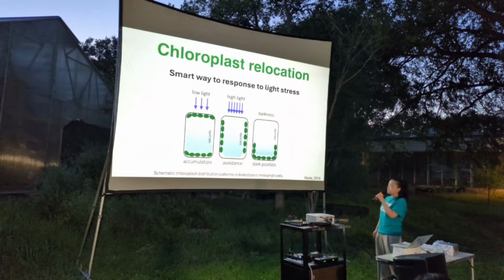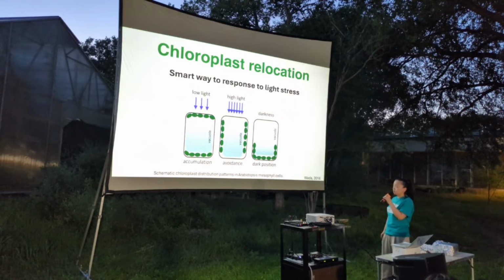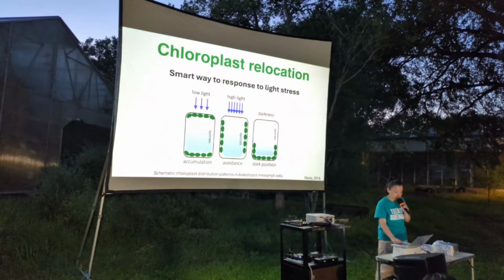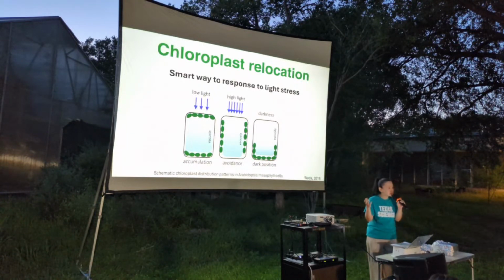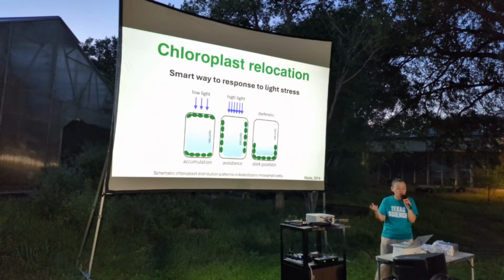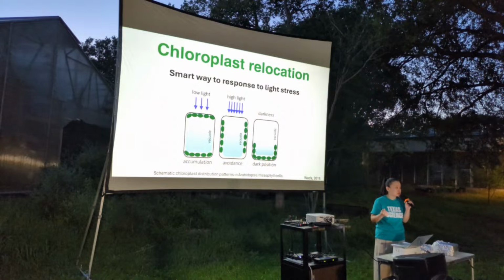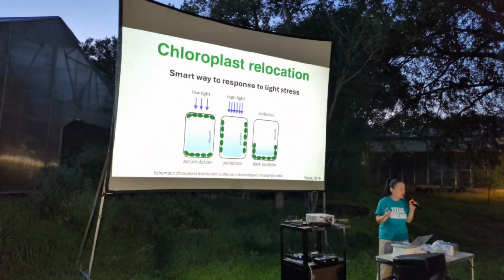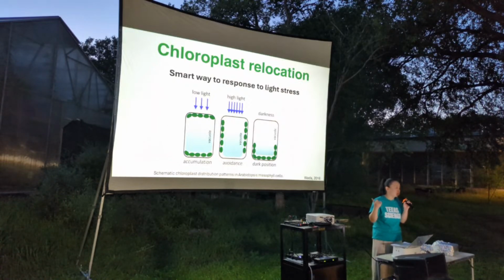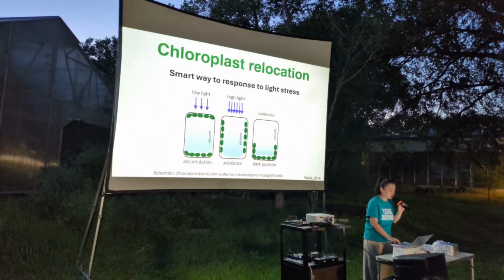Okay, so you can see under low light, when there is not enough light, the chloroplasts will try to accumulate on the top of the leaf. This will help them to pursue more sunlight to produce food and energy. But under another condition, higher light, it will destroy the photosystem and also destroy the chloroplast. So the plant wants to avoid this from happening. So you can see the chloroplasts will move to the side of the cell.